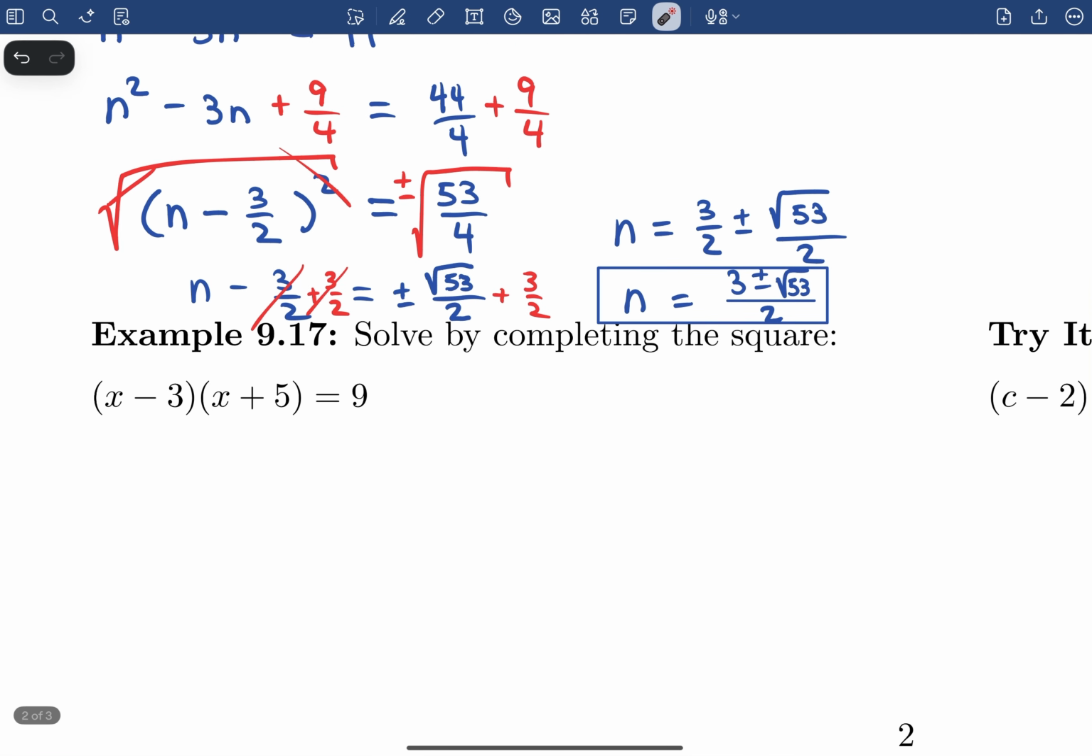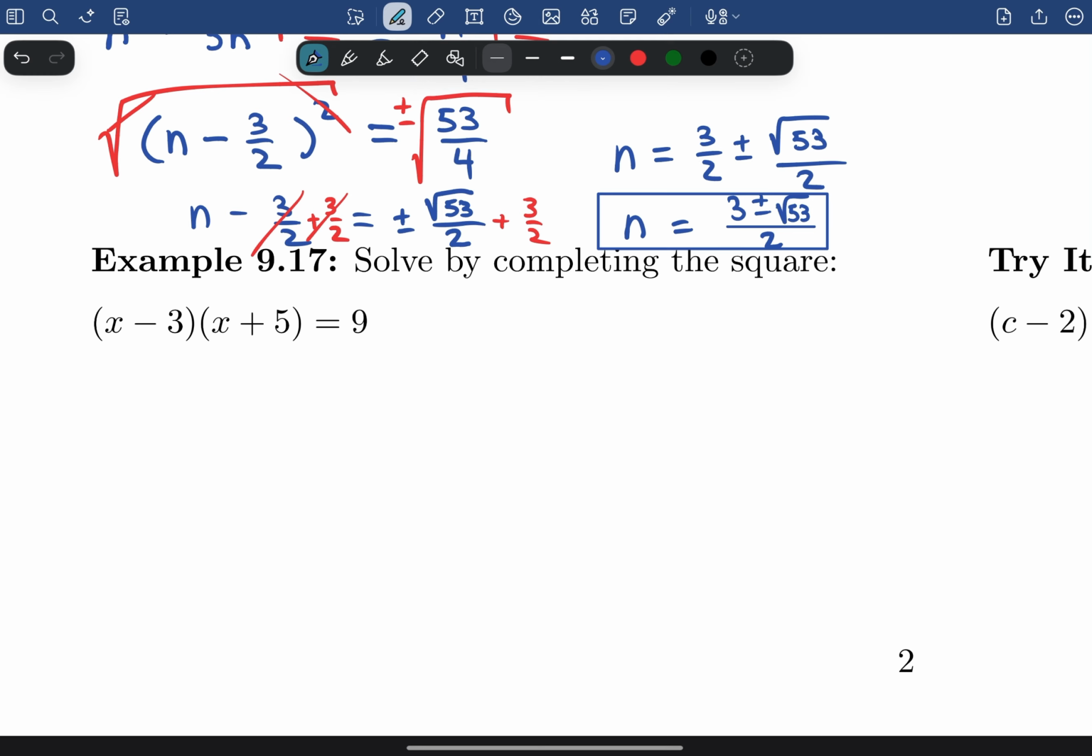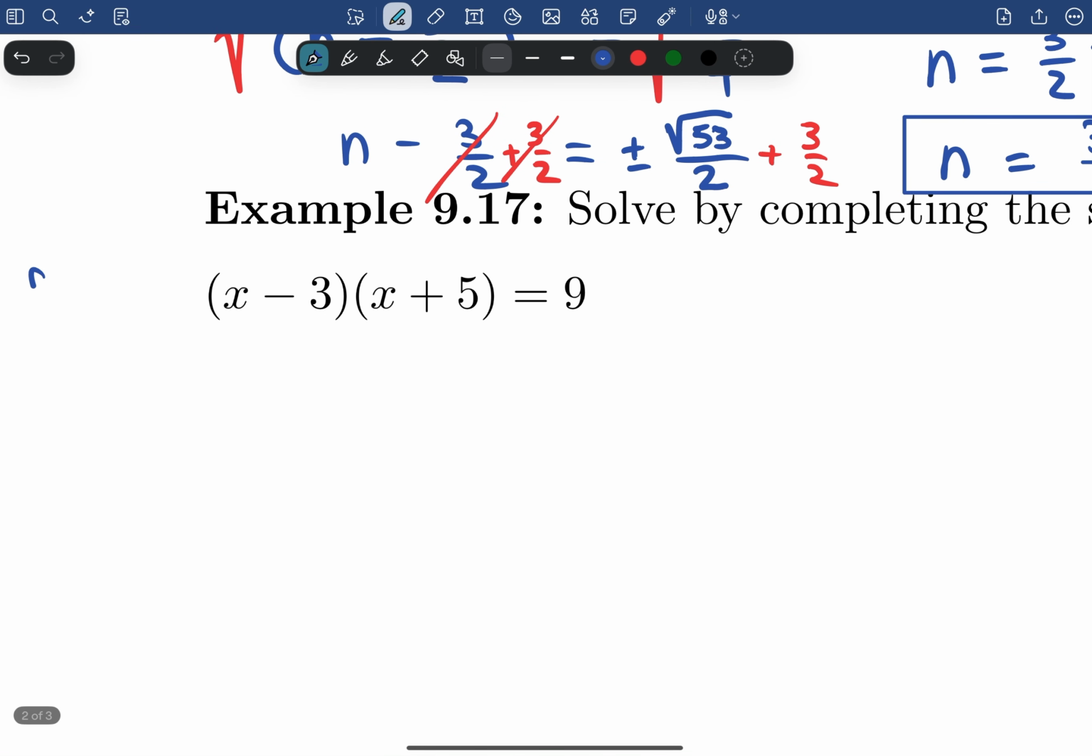Let's look at one other format that you might see as you work on some problems. And this is the format. It's x minus 3 times x plus 5 equals 9. And when I see this, I want to FOIL these two binomials immediately. And you've practiced that skill. You're pretty good at it. So here we're going to practice foiling.